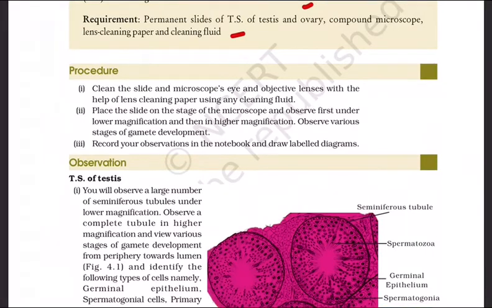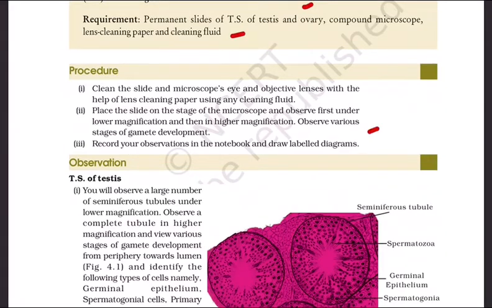Using any cleaning fluid, place the slide on the stage of the microscope and observe first under low power and then higher magnification. Observe various stages of gamete development. Record your observations in the notebook and draw labeled diagrams.